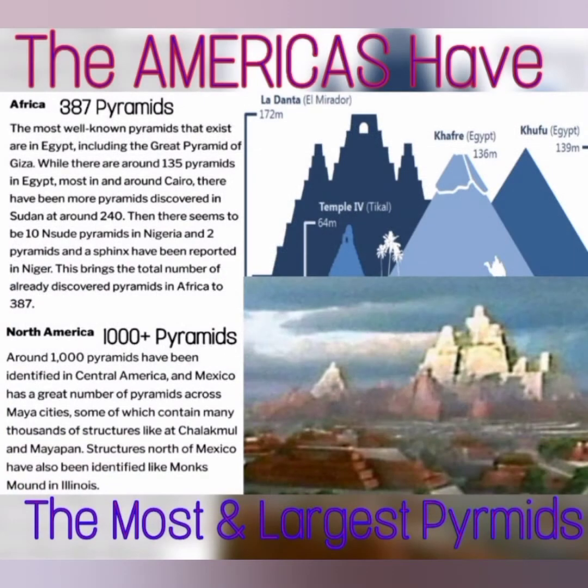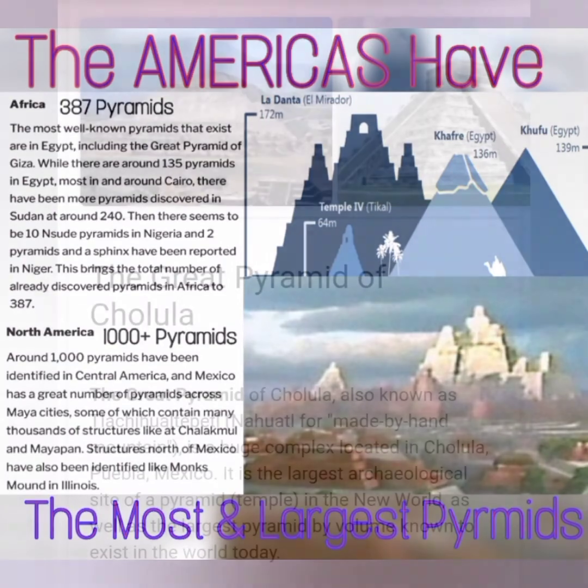Okay. When I say America has the most pyramids, Africa, as they know, has about 387 pyramids. North America alone is over 1,000, and they are discovering more every day. In South America and Brazil, they said they had over 2,000 down there when Caucasians first made it down there. Okay? So then, like I said, the oldest, the most, and also the largest.